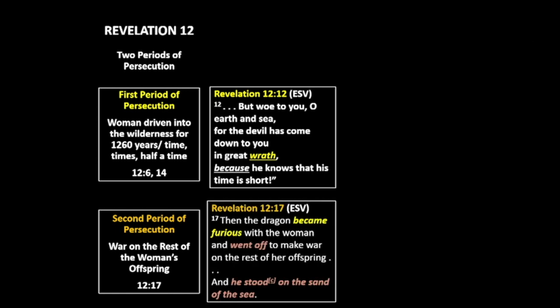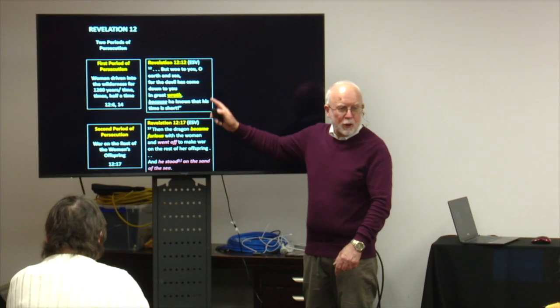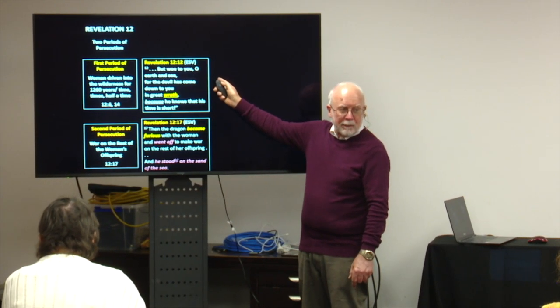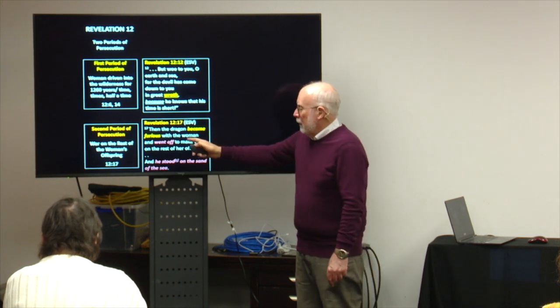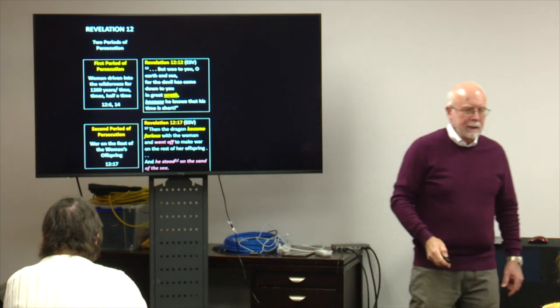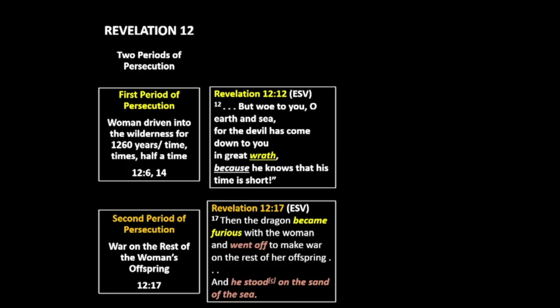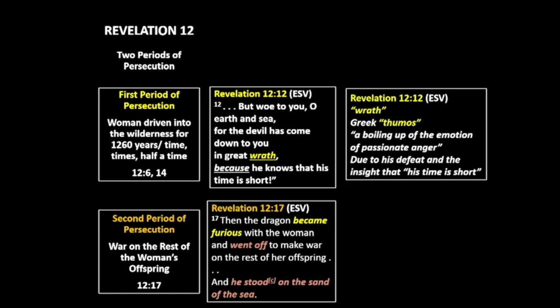And then with the second one, chapter 12, 17, the dragon is making war on the woman's offspring, but notice the dragon became furious with the woman. So you've got these two words: wrath, associated with the first period, we're clear on this? And fury associated with the second. Sometimes we might think those two words are the same, but they're not. They're different in the Greek scriptures. The word for wrath here, great wrath, is thumos.